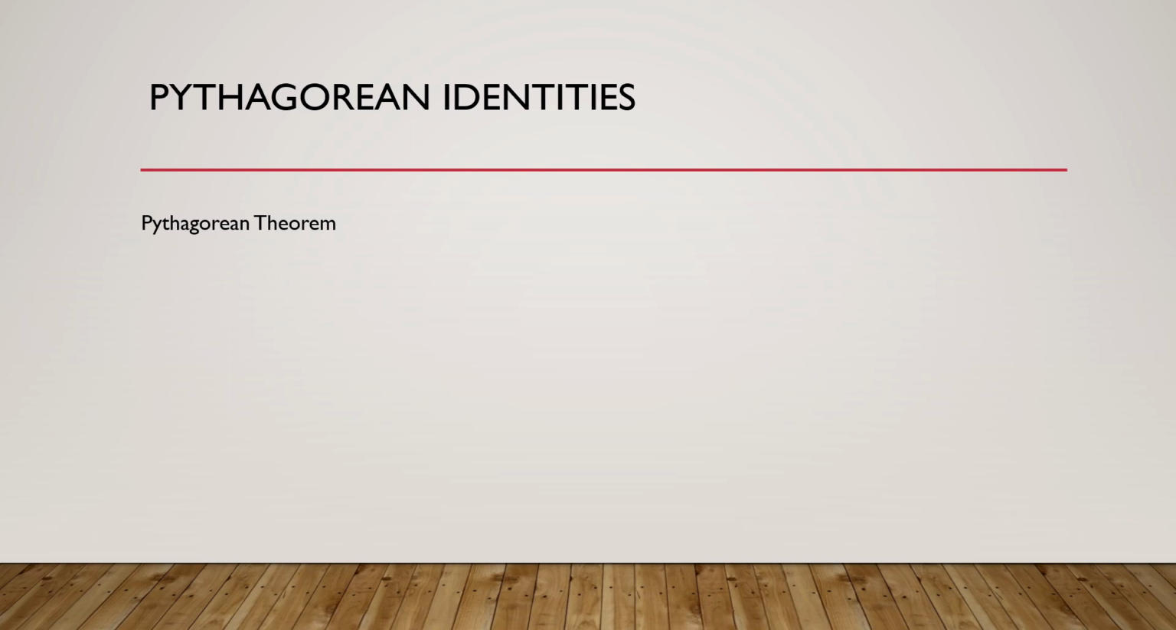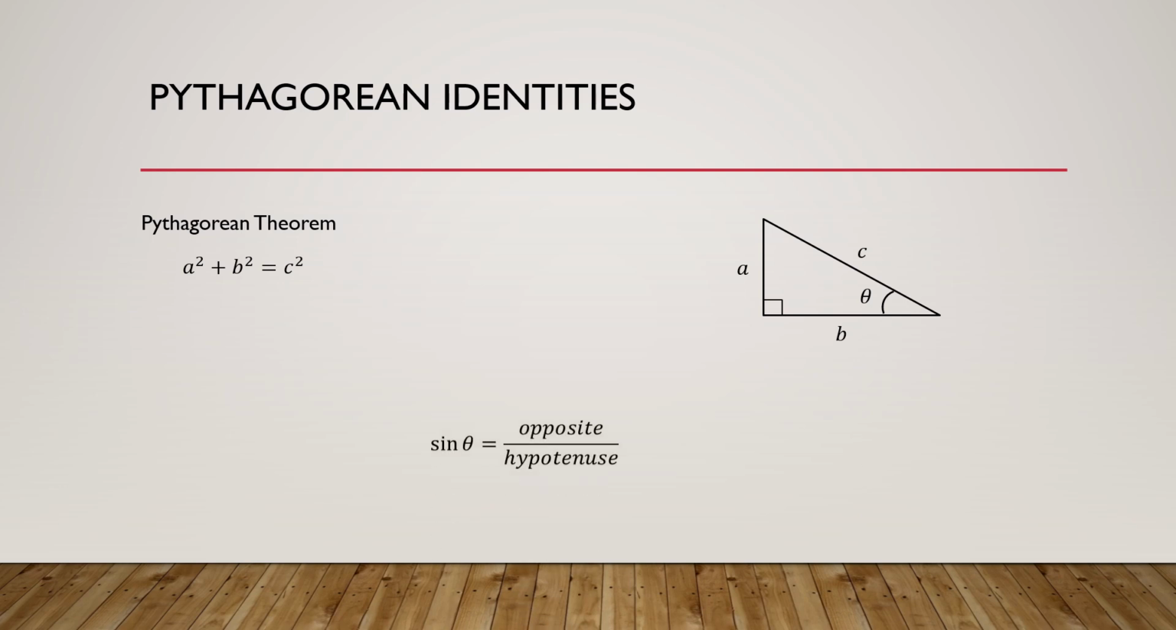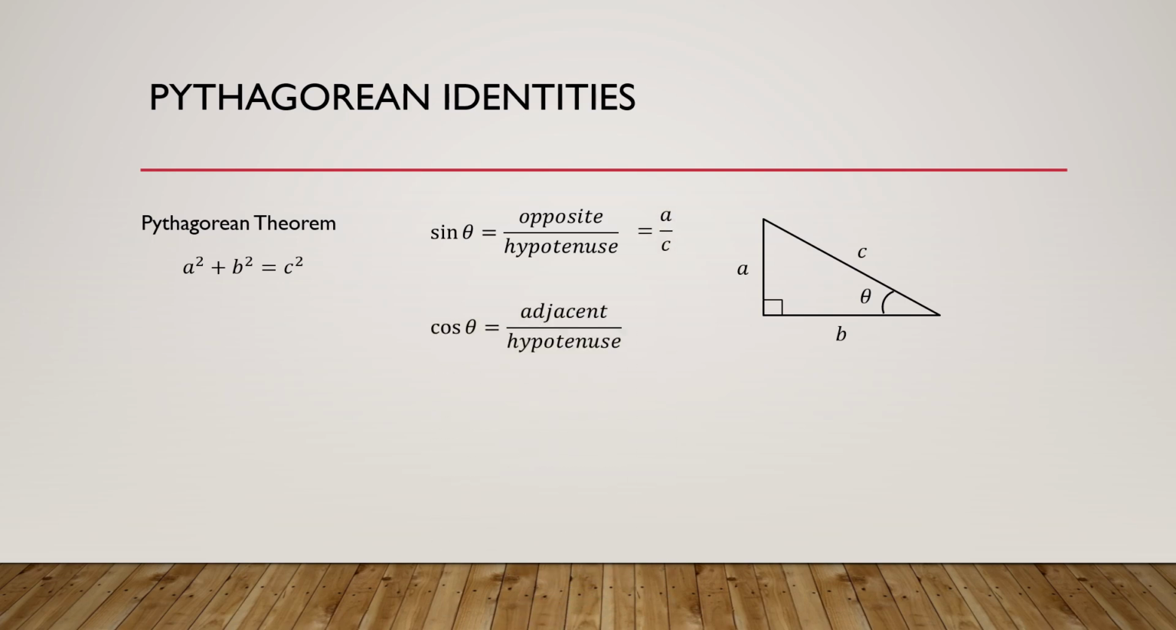Using the Pythagorean theorem, we can arrive at other identities. As a review, we again start with the right triangle. This time, Pythagoras gives us the equality a squared plus b squared equals c squared, where a and b are the lengths of two sides and c is the length of the hypotenuse. We've already established that sine theta equals the opposite side over the hypotenuse, or on this triangle, a over c. And cosine theta equals the adjacent side over the hypotenuse, or b over c.